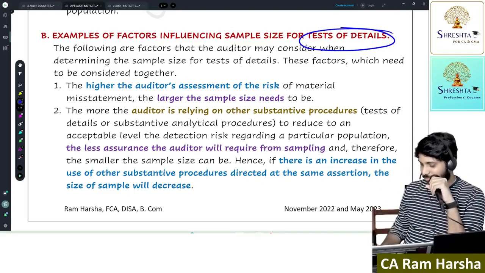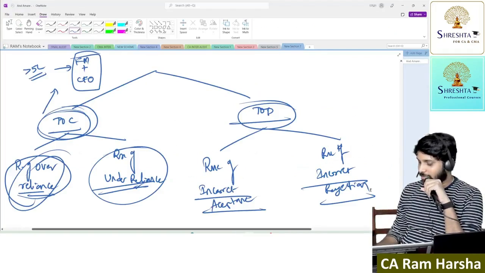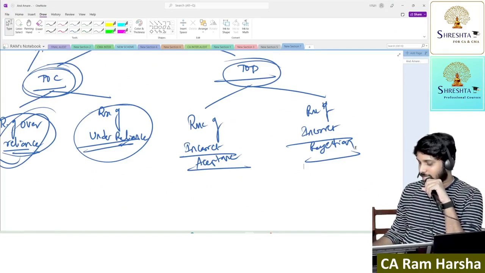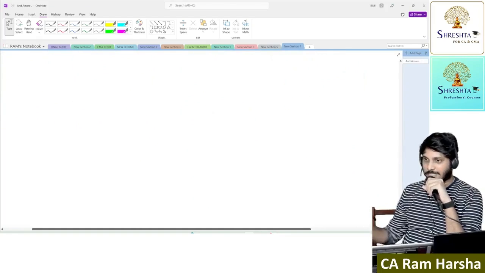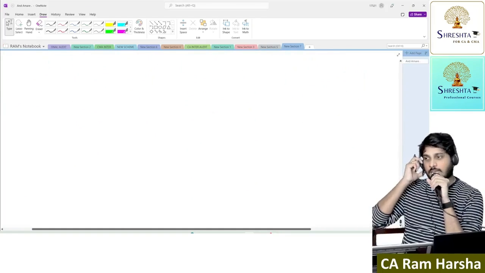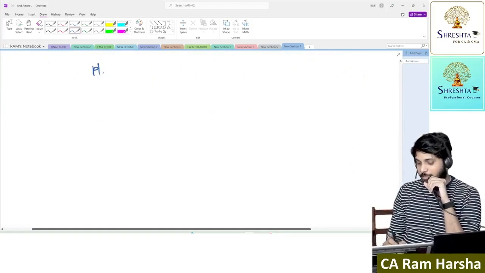I'll give you a glimpse of SA 320, the materiality standard. There are two materialities. One is called planning materiality.